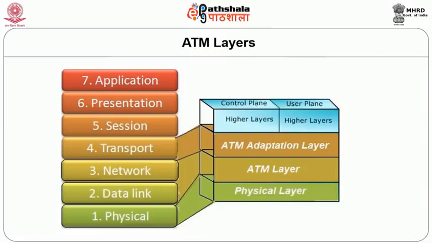Now comparing, earlier we compared ISDN with the OSI layer. Here I am again taking the OSI layer with its 7 layers on the left, and you have the physical layer, ATM layer, ATM adaptation layer, then the higher layers.